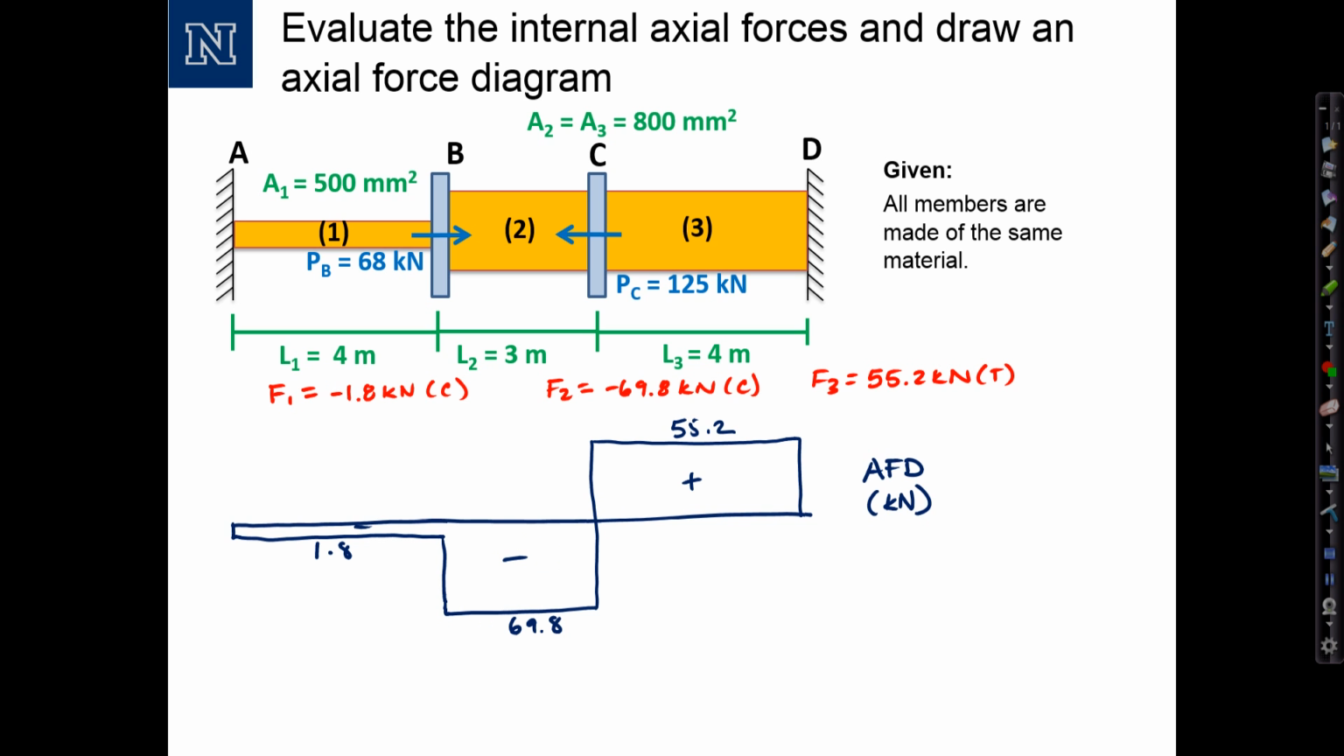Another sanity check that we can do is look at the relative values of the forces in the segments. So notice that we get a large negative value in segment 2, and both of our external loads are pushing towards segment 2. So it makes sense that you would have large compression in segment 2. It makes sense that you have 125 kilonewtons pulling away, so you're going to have large tension in segment 3. So just by a little bit of inspection, I think the answers make sense. Okay, that concludes this example.